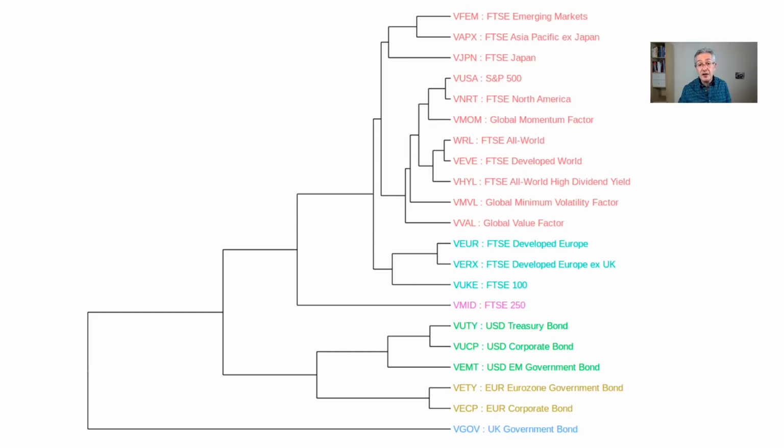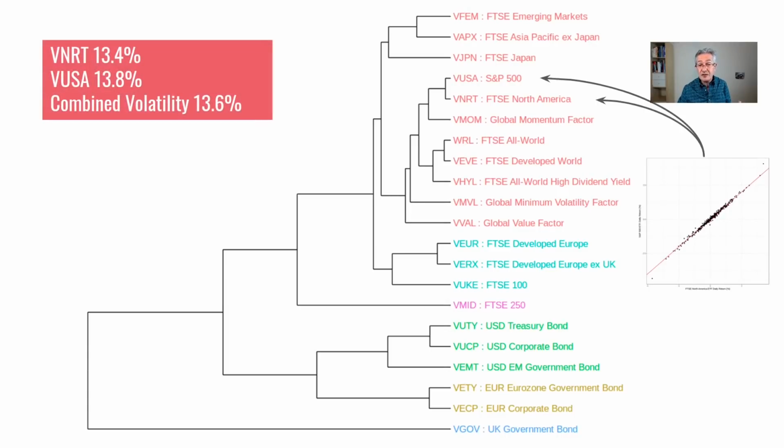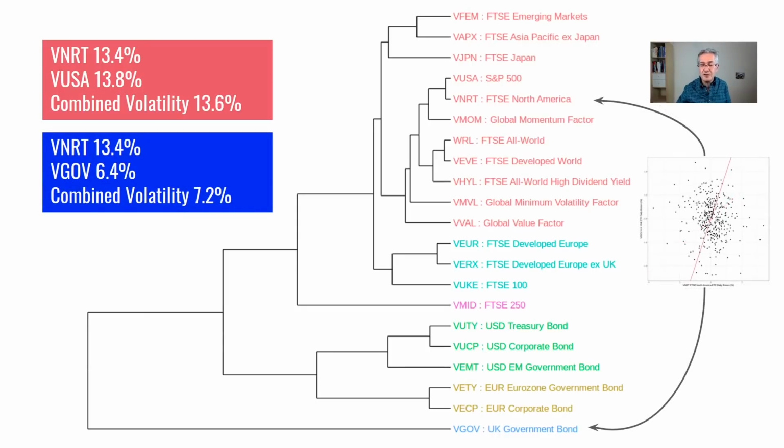Now the way the tree works is if two of the funds are very closely related, as we saw previously with the S&P 500 and North America, then they tend to be close together in the tree. And if we have a 50-50 portfolio consisting of those two funds, the volatility of the overall portfolio is roughly equal to the volatility of each of the funds. Whereas if we choose funds from different parts of the tree, and here we've got that North American fund combined with UK gilts, which as we saw is uncorrelated, notice how the combined volatility is comparable to that of the bonds. So this is the alchemy of diversification.